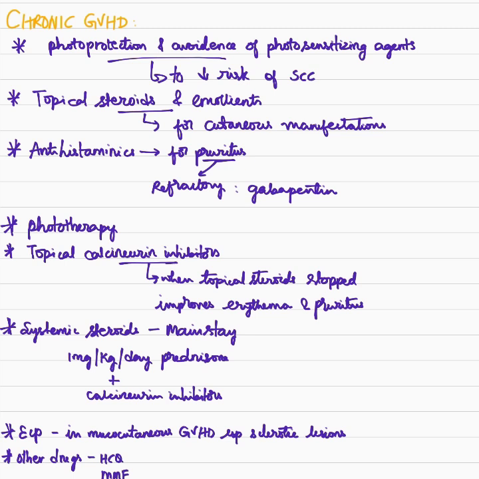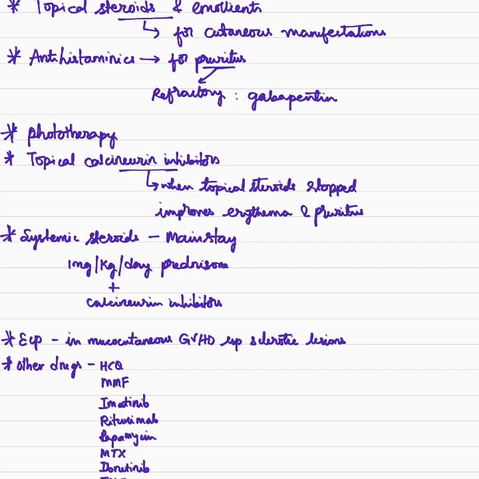Phototherapy with PUVA therapy or NB-UVB is effective, especially if sclerosis is not present. Then topical calcineurin inhibitors: when topical steroids are stopped or if they are causing any side effects, then as steroid sparing agents we can go for topical calcineurin inhibitors. They also improve the erythema and pruritus. And systemic steroids form the mainstay of treatment in chronic GvHD.